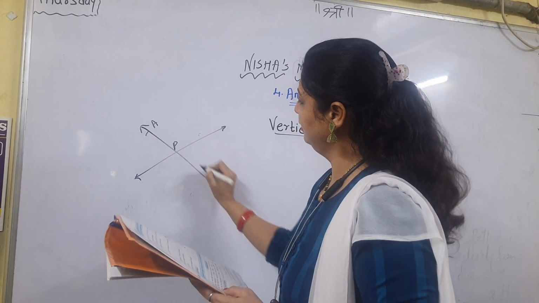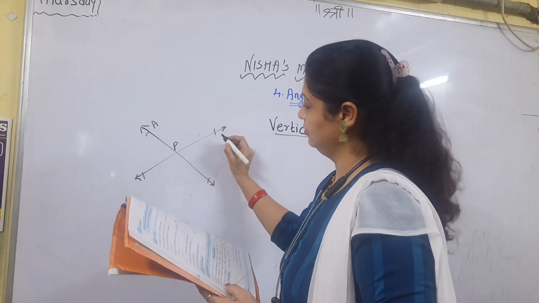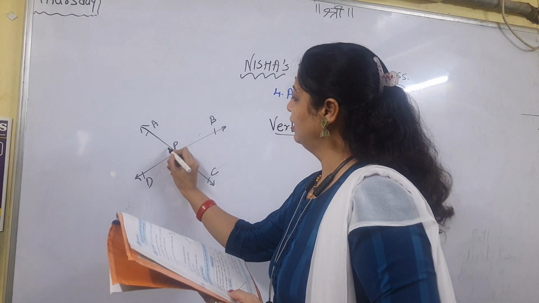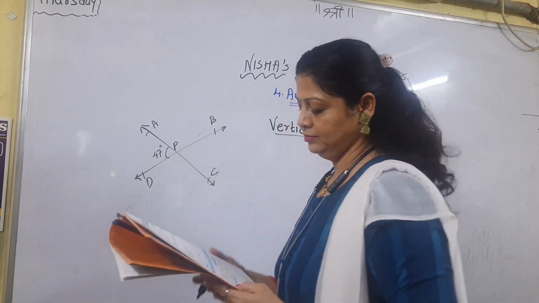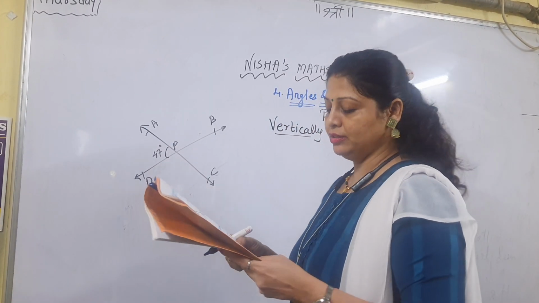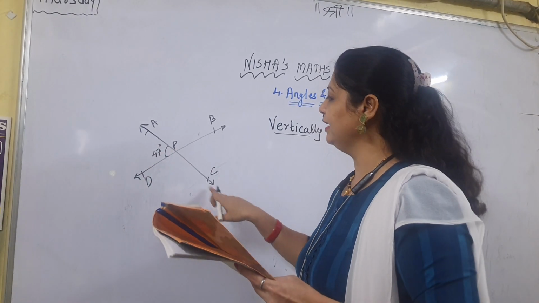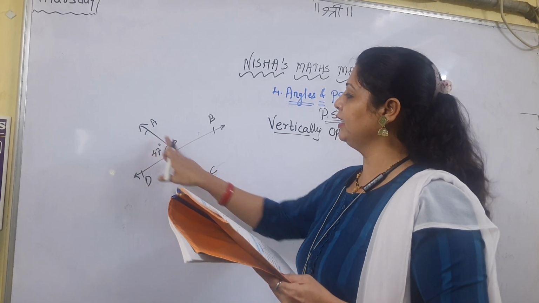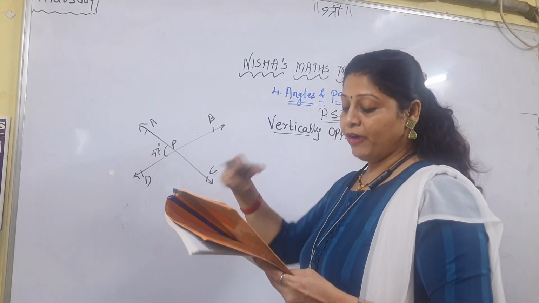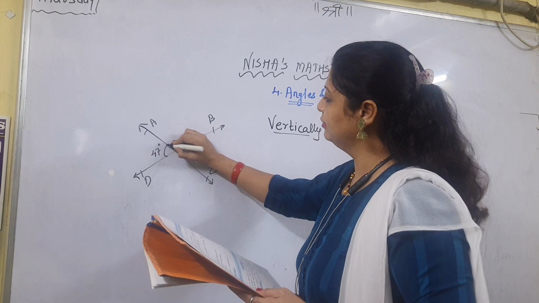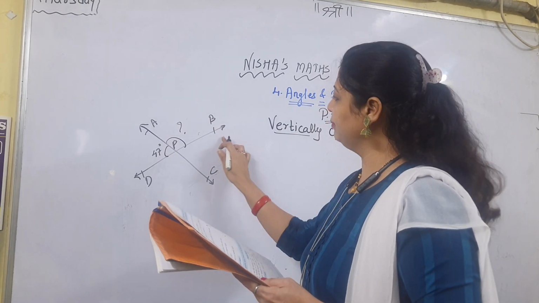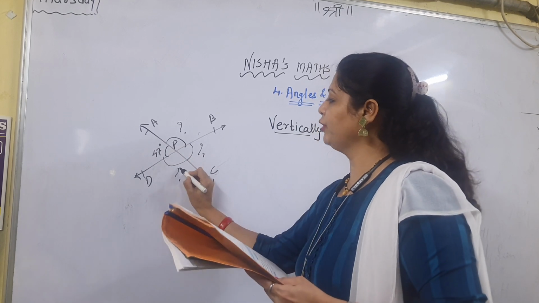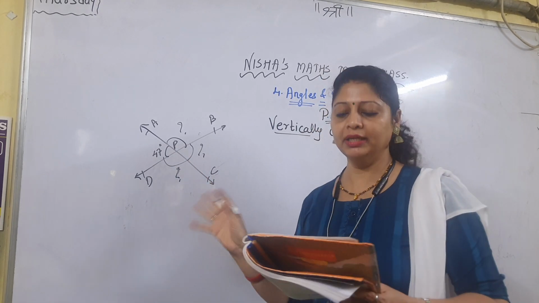A, P, B, C and D, and 47 is given. Okay, now see what is the question. Line AC and line BD intersect at point P. Measurement of angle APD is 47 degree. Find the measures of angle APB, this one. Afterward angle BPC and angle DPC. We have to find out the measurement of those angles.